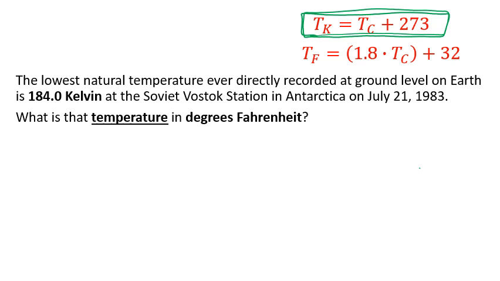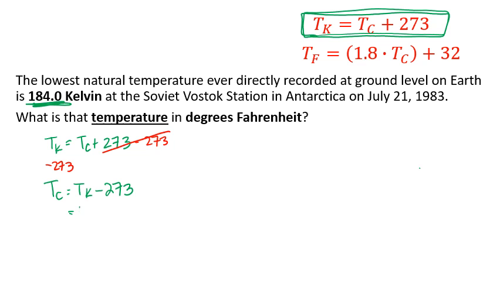So using this first equation, we're given the temperature in Kelvin, and we want to go to Celsius. So we're going to subtract 273 like we did before. And that's going to give us temperature in Celsius equals the temperature in Kelvin minus 273. Here's our temperature in Kelvin. So 184 minus 273. We put this value in our calculator, and we get that the temperature in Celsius is minus 89 degrees Celsius.